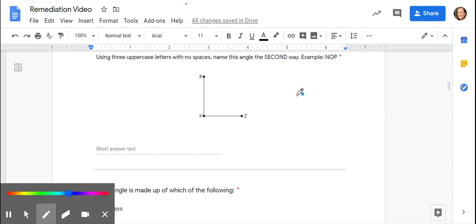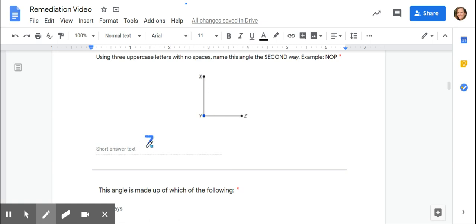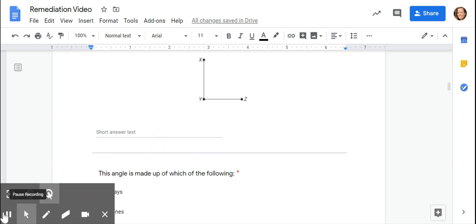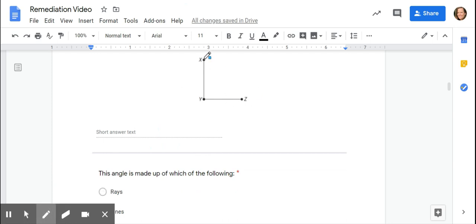Now, again, the second possible way to name this, we know that the vertex is a point Y. We've done X, Y, and Z. So the other way to name it is, this is angle Z, Y, X. Vertex is right in the middle. We've got X, Y, Z, Z, Y, X. Capital letters, no spaces.